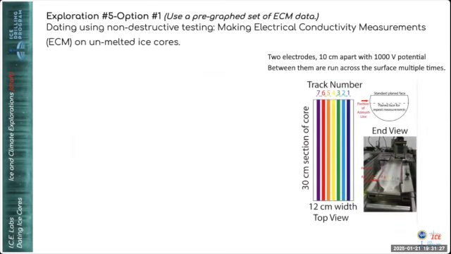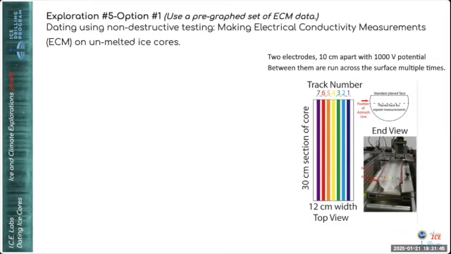So here's how they do the actual experiment. They take two electrodes 10 centimeters apart, and they run a 100,000 volt potential between them, and they just run it down the entire length of the ice core. And they move over, do it again. They move over, do it again. So when you look at this rainbow on the screen, each one of those is a different track.